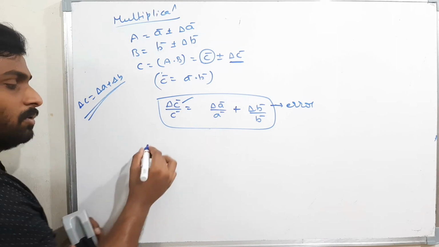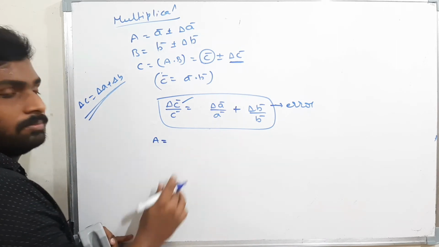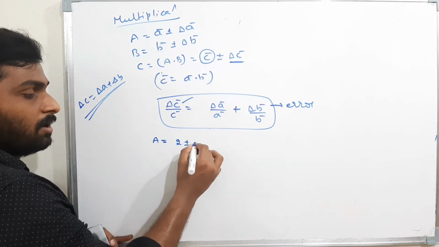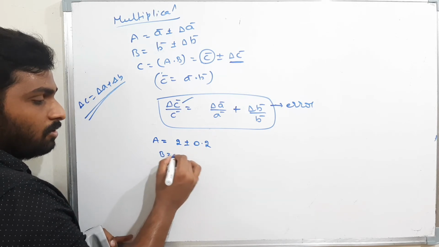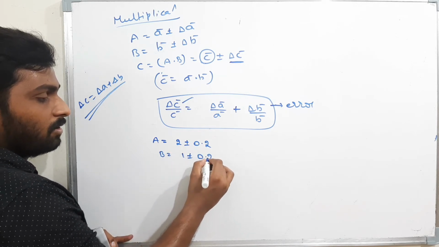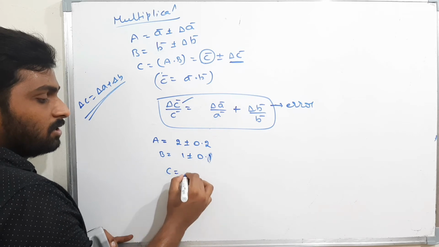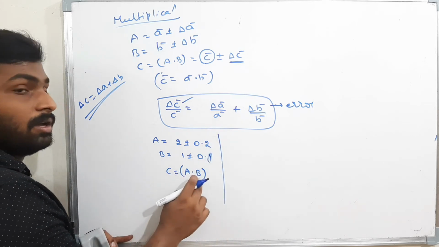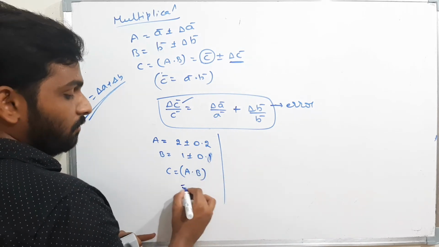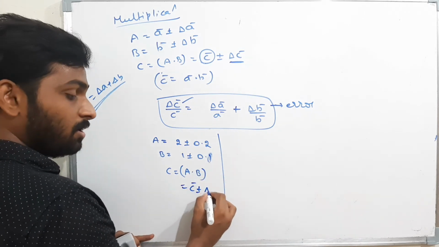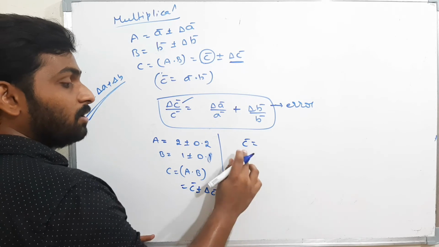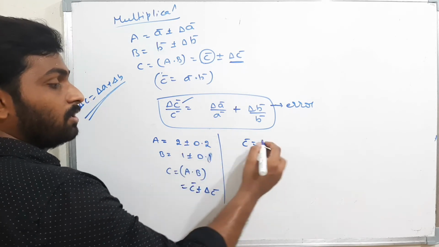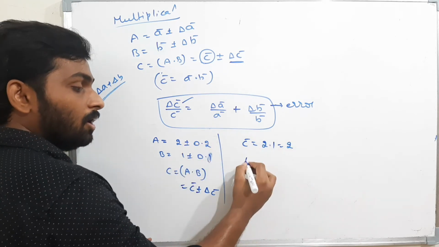Now see a small example. A is equal to 2 plus or minus 0.2 and B is equal to 1 plus or minus 0.1. Now they told to find C, where C is equal to A into B. Therefore C bar, in the form C bar plus or minus delta C bar, is simply the operation which is there. Therefore 2 into 1 is nothing but 2. Now what is delta C bar?